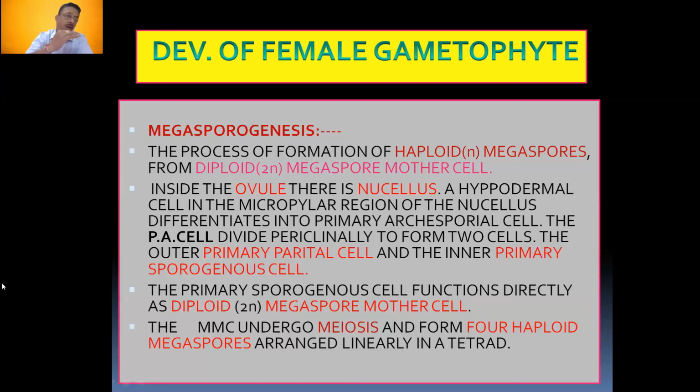What does outer mean? The one whose face is towards the micropyle. The outer cell is called primary parietal cell, and the inner one is called primary sporogenous cell. This primary sporogenous cell functions directly as the diploid megaspore mother cell. It is diploid. The megaspore mother cell undergoes meiosis and forms four haploid megaspores arranged linearly in a tetrad.